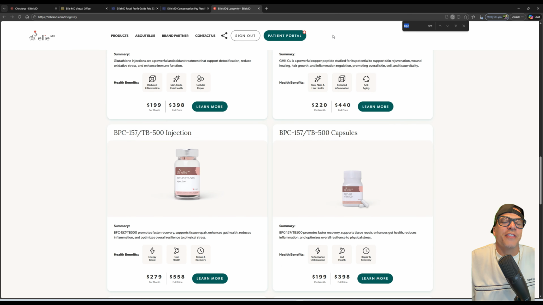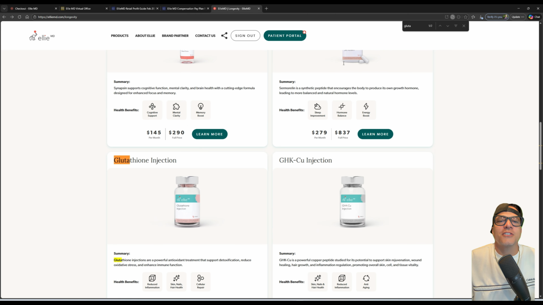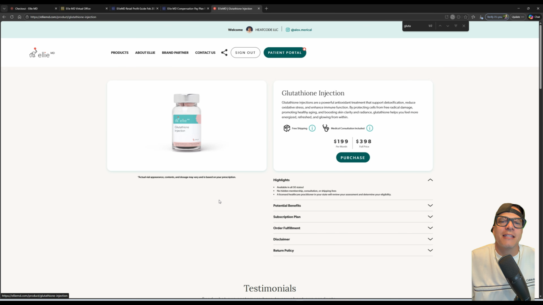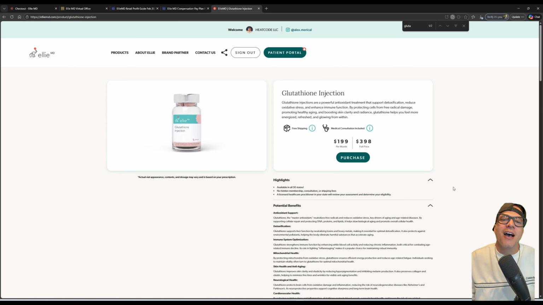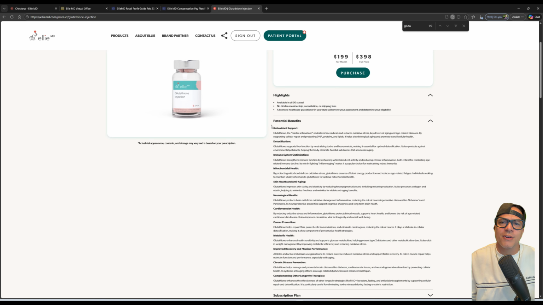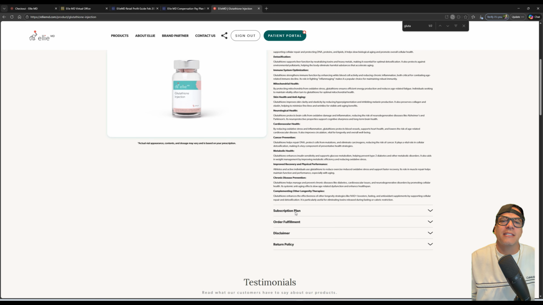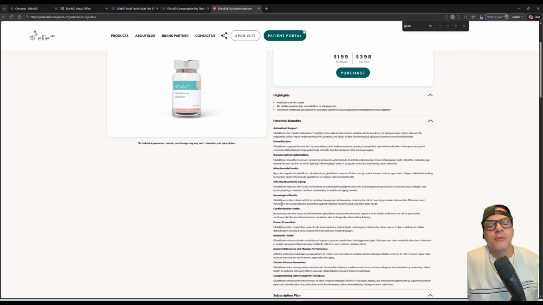Moving on to glutathione. Okay, glutathione is described as a powerful antioxidant that supports detoxification, oxidative stress balance, immune function, skin clarity, and vitality. This is the inside out support, all right? People usually connect with it as a cellular protection, a detox support, and a glow support. Personally, glutathione is another one of my top picks.